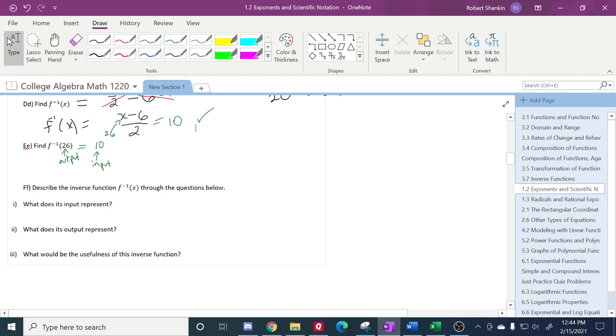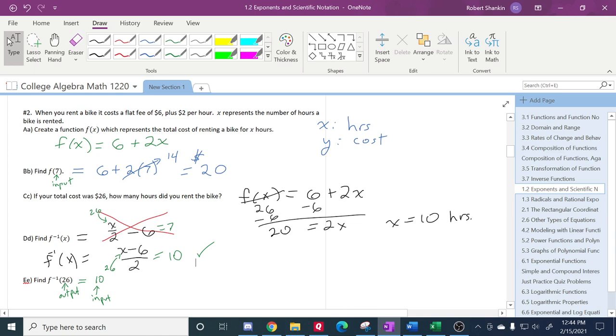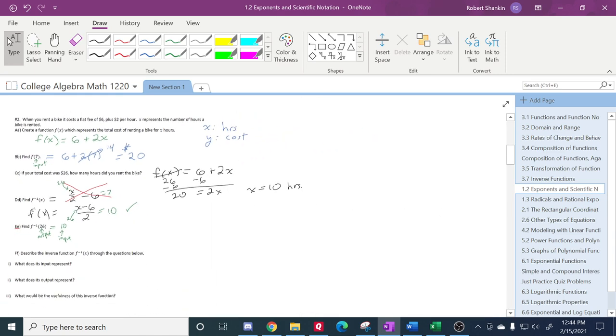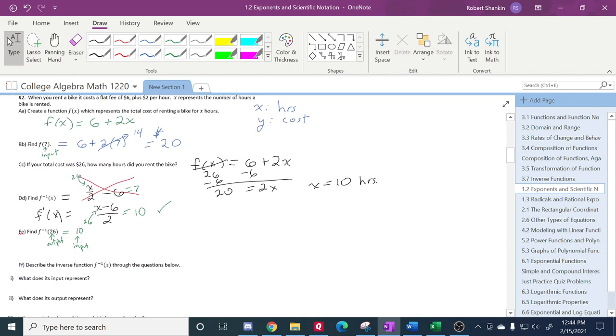All right. So, describe the inverse function, f inverse of x, through the questions below. What does the input represent? What does the output represent? What would be the usefulness? So, represent has to do with these things, the cost, the dollars, and so on. So, let me put it so you can see. There is the original. What does the input represent? What does the output represent? And then I'll scroll down in a minute to part 3.